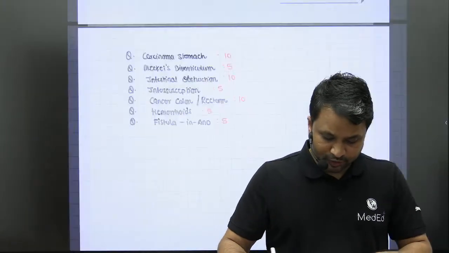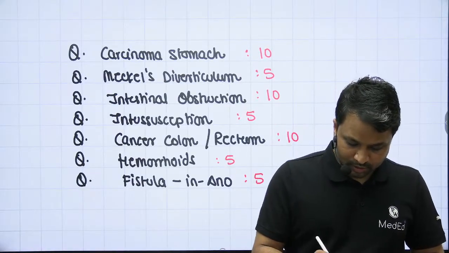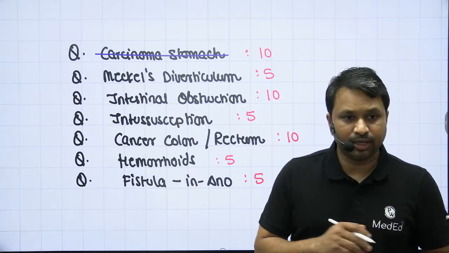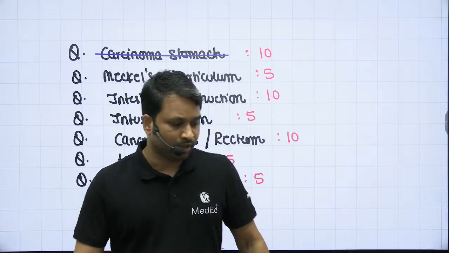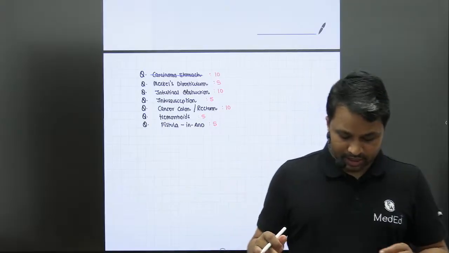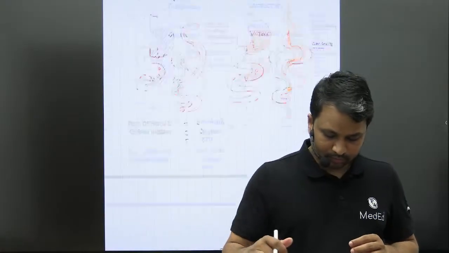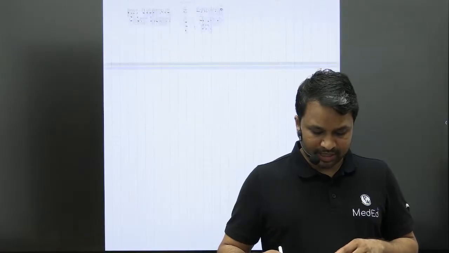So we finished the first question, which was of 10 marks. That is going to be carcinoma stomach, right? So done with CA stomach. So next we go with Meckel's diverticulum. So Meckel's diverticulum is actually a short note. So we'll quickly talk about the Meckel's diverticulum.